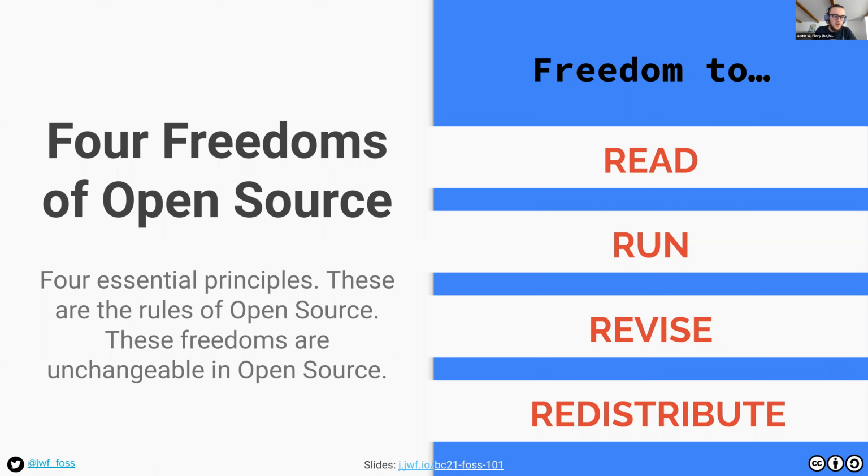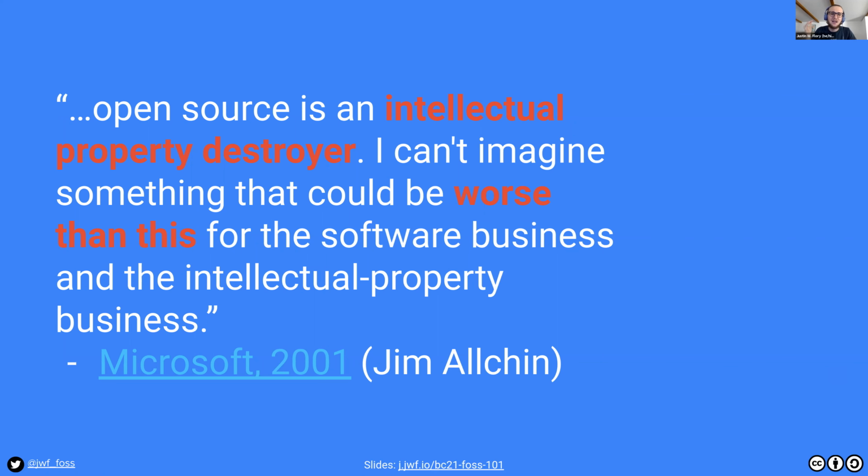So if that's the fundamental core that hasn't changed in all these 40 years, how has open source changed? So I like to give this great example. Looking back at 2001 and Microsoft, there was Jim Allchin, who was one of the top vice presidents in Microsoft's engineering team at the time. And he's quoted in this article or white paper, open source is an intellectual property destroyer. I can't imagine something that could be worse than this for the software business and the intellectual property business.